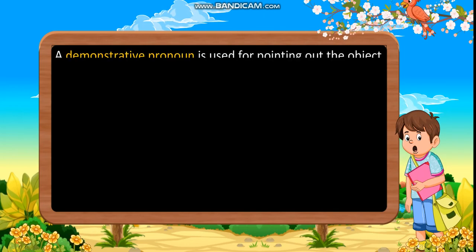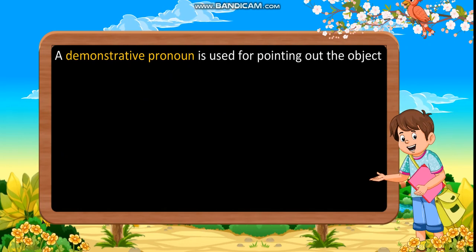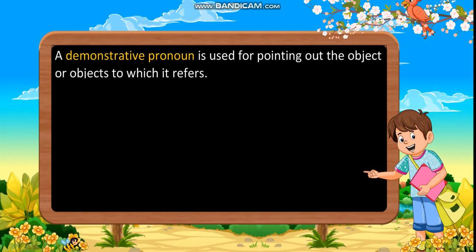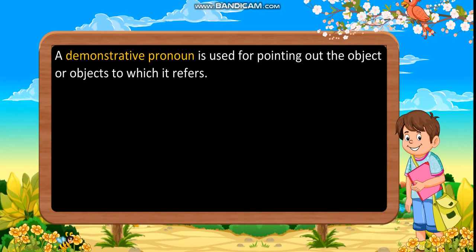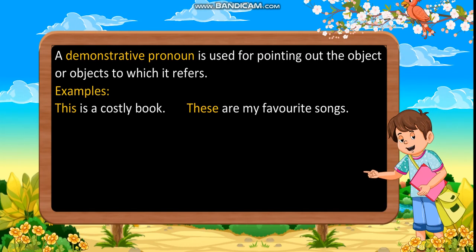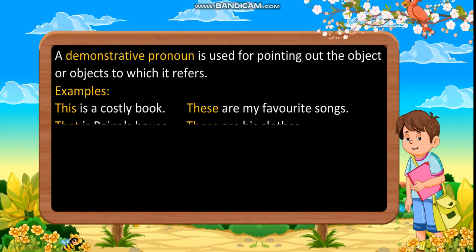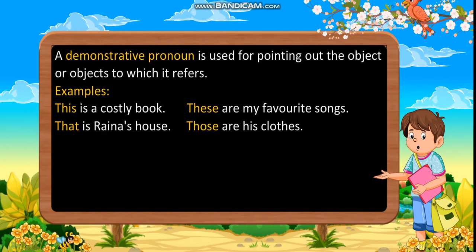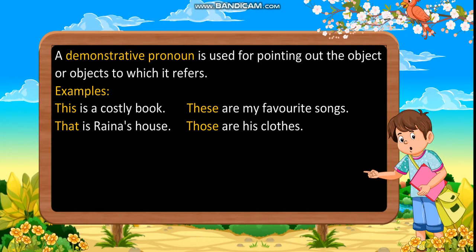Demonstrative pronoun. A demonstrative pronoun is used for pointing out the object or objects to which it refers. Examples: This is a costly book. These are my favorite songs. That is Rena's house. Those are his clothes.